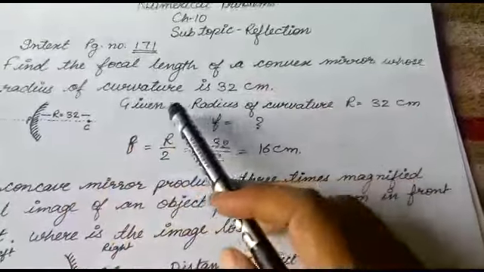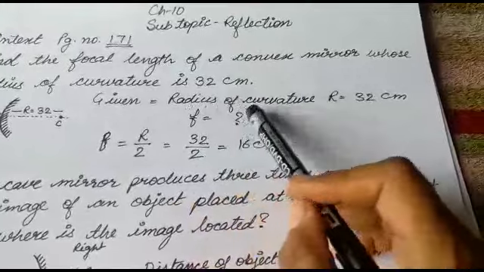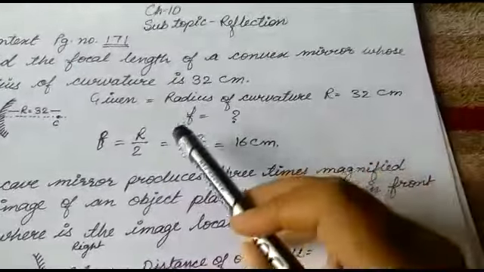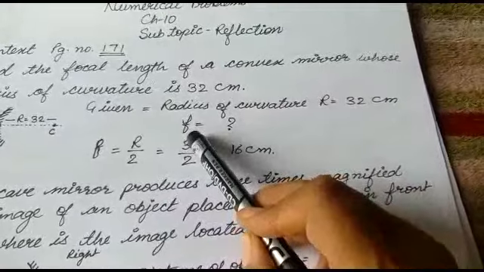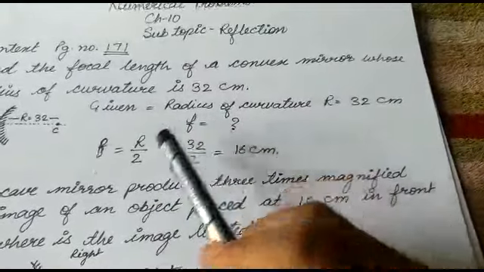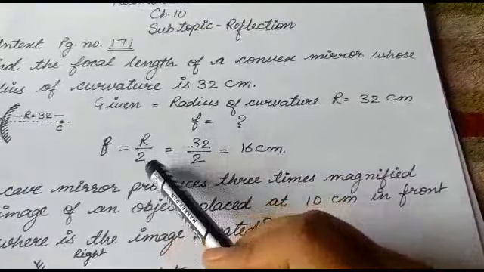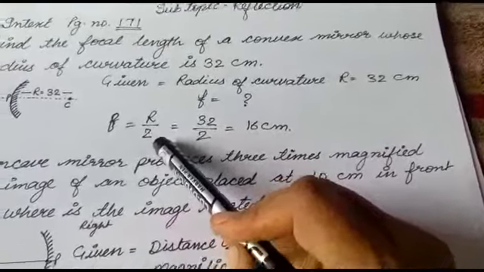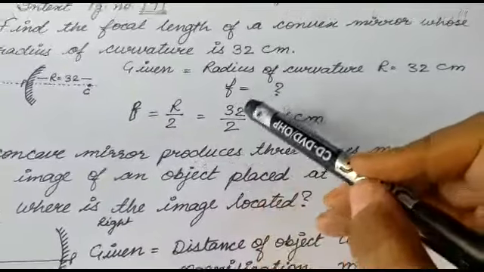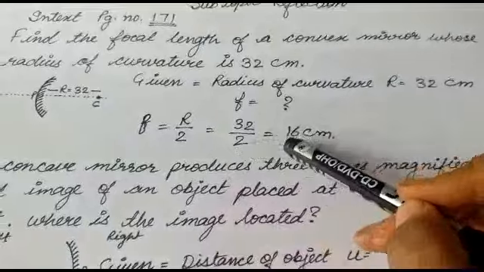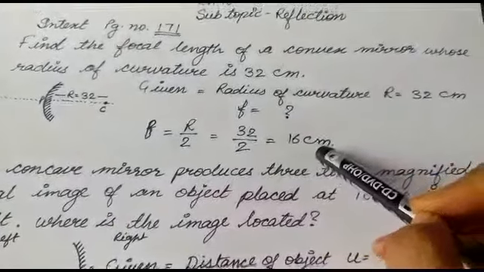So what we are given in the question is the radius of curvature, R equals 32 centimeter, and we have to find out the focal length of this convex mirror. The formula of focal length is equal to the radius of curvature by 2, or we can say half of the radius of curvature. So I have put the values here. This is 32 by 2, that is equal to 16 centimeter.